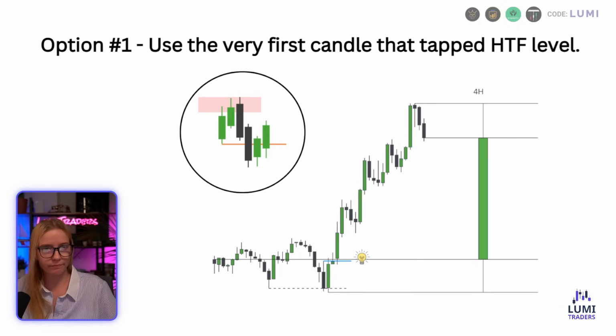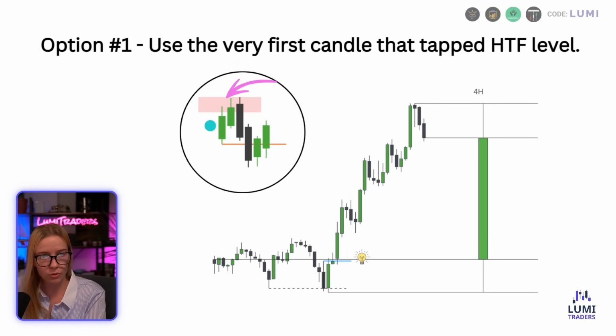Okay, option number 1. Use the very first candle that tapped a high time frame level. For example, let's say this red box is a high time frame level. For example, daily fair value gap, daily order block, daily breaker block, whatever, high time frame level. What happened with this move up? We got first touch, second touch, third touch. The very first candle that touches the high time frame level was right here, right?